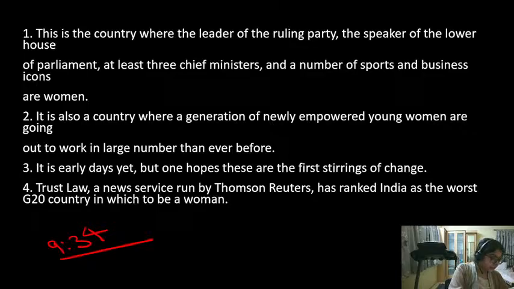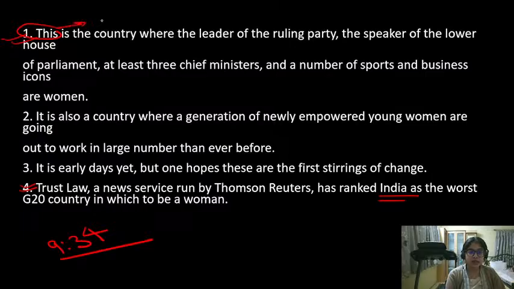Okay, that is it. Let us try to find an opener. Definitely, this is the opener: has ranked India as the worst G20 country in which to be a woman. This is contradicted by a couple of examples. The first statement says this is a country where, so "this is the country" points to a specific country, which is India. Hence, one is not an opener, it's a follower. So, four could be your opener.